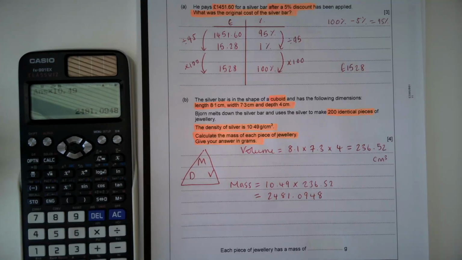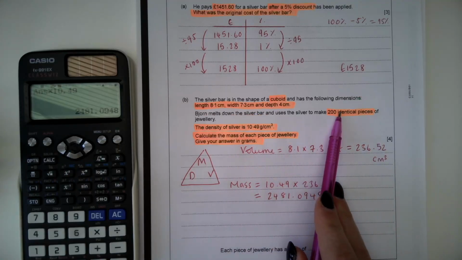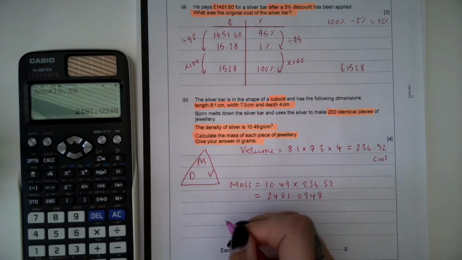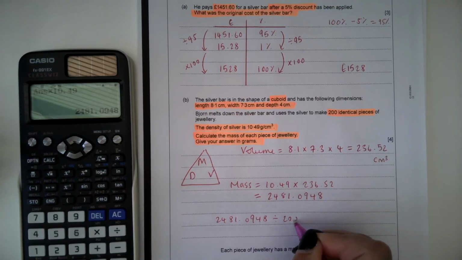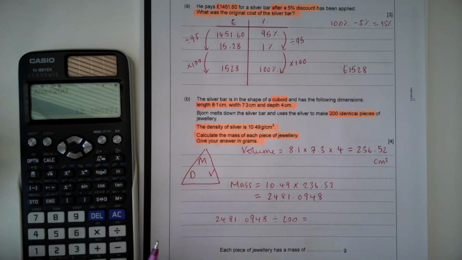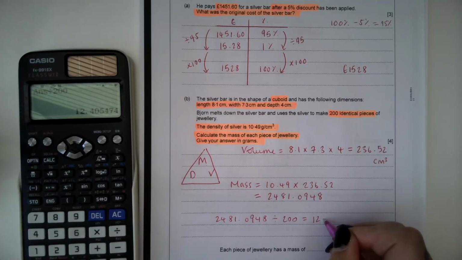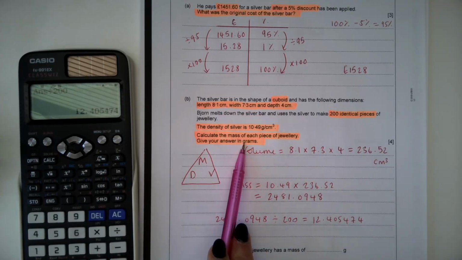Which is 2,481.0948. So the question asks us to calculate the mass of each piece of jewellery. He's going to make 200, so we need to divide our mass by 200. It's still in my calculator, which makes life easy. So that gives me 12.405474.